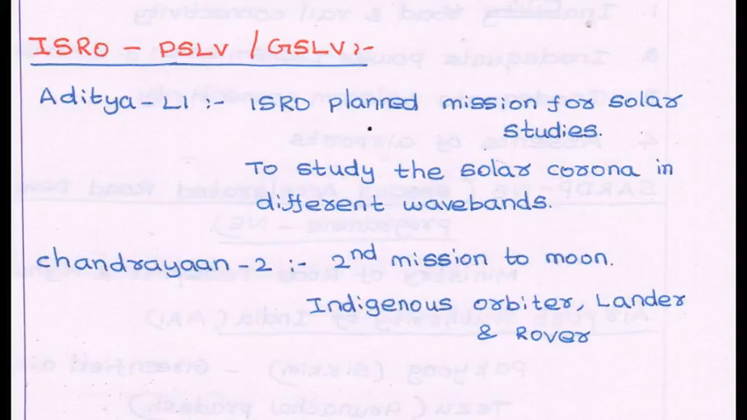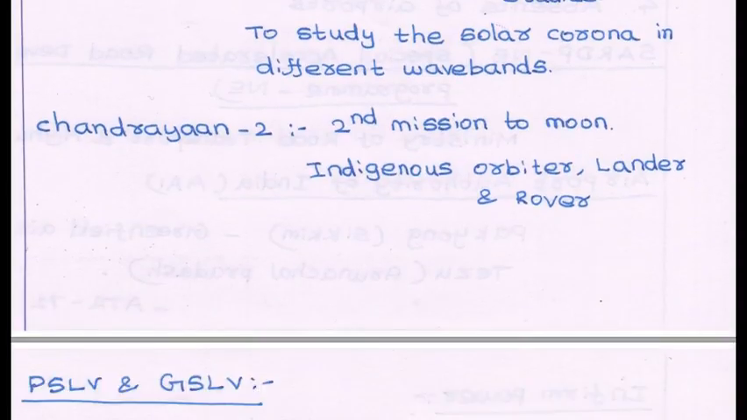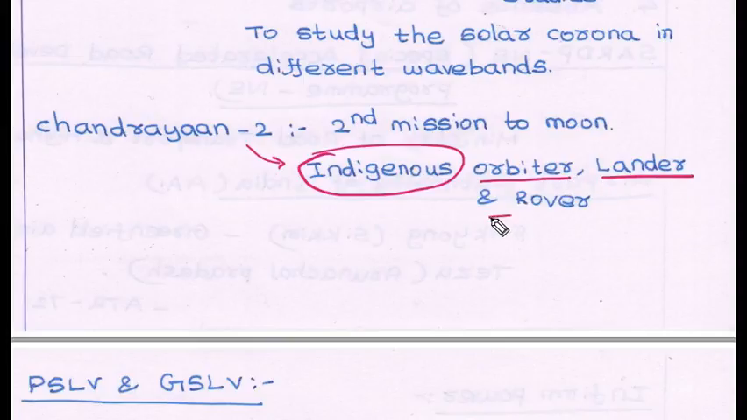Chandrayaan 2 also came in the news. Chandrayaan 2 is the second mission of ISRO to the moon. It is the improved version over Chandrayaan 1 because Chandrayaan 2 has an indigenously developed orbiter, lander and rover. So everything is completely indigenously built by ISRO for this mission. Chandrayaan 1 had some components built in different countries.